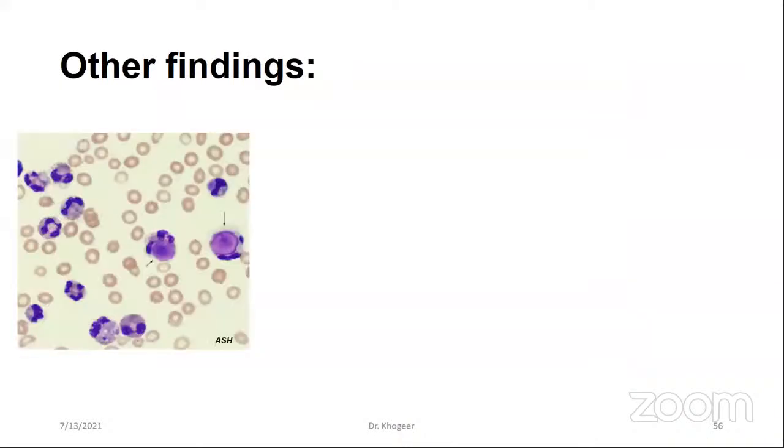Okay, other findings that you can see in the white blood cells. So any guess? What are these findings? Yes, this is a peripheral blood film from an SLE patient. True. Yes, this is LE cells.